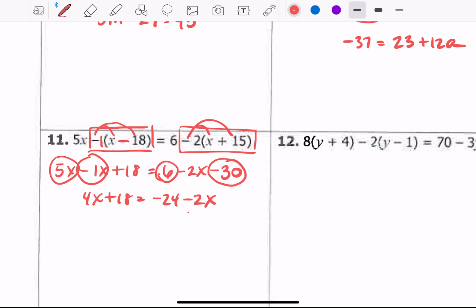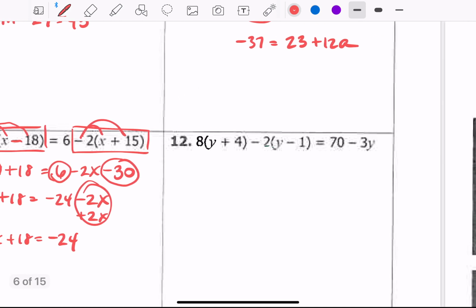I think it would be easier to get rid of this minus 2x by adding 2x to both sides. This becomes 0, but on the left, I get 6x plus 18 equals negative 24. And now you're at step 4 where you can just solve the equation. And let's look at number 12.